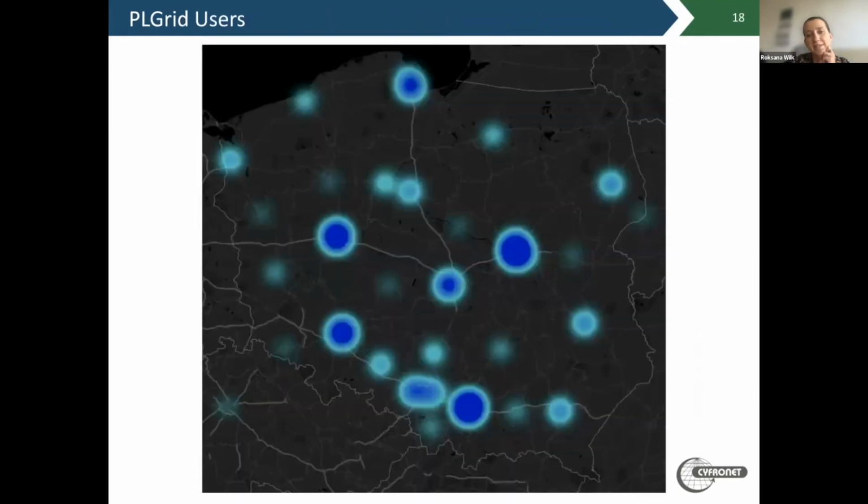What you can see, it's 3 years old, but it's kind of accurate now. Here we can see how the users in Poland are using our infrastructure. So it's not surprising that the main centers are in the cities where the computing centers are placed. But as you can see, all other major cities in Poland are also aware of the PL Grid and are using the PL Grid infrastructure.